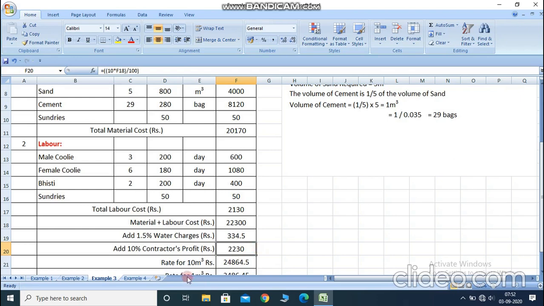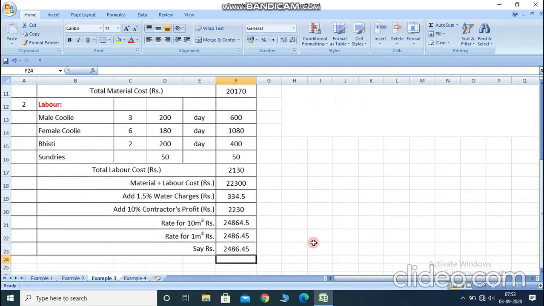Now the rate of the 10 meter cube of BBCC is the summation of the material cost plus labor cost plus water charges plus contractor profit. So 22,300 plus 334.5 plus 2,230. So the total rate for a 10 meter cube is 24,864.5 rupees. This is the total cost for a 10 meter cube rate.